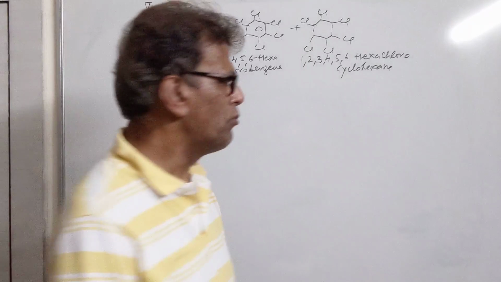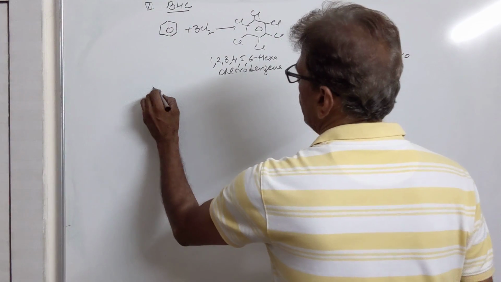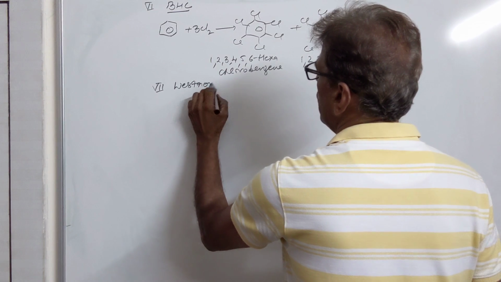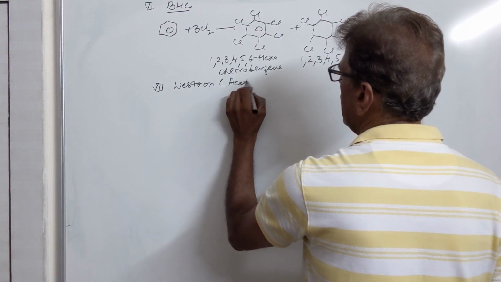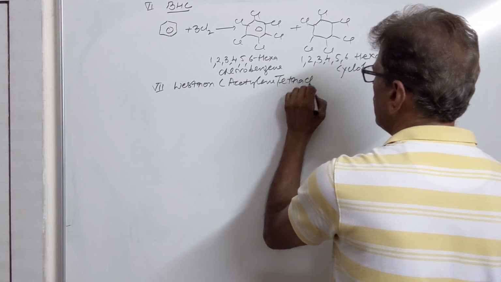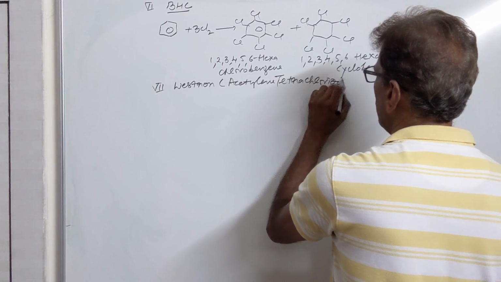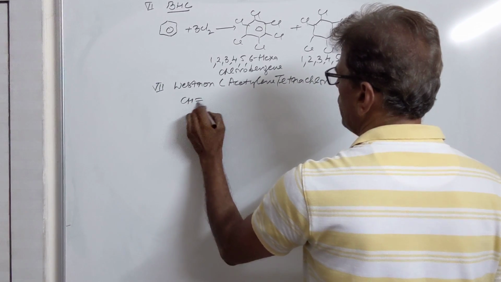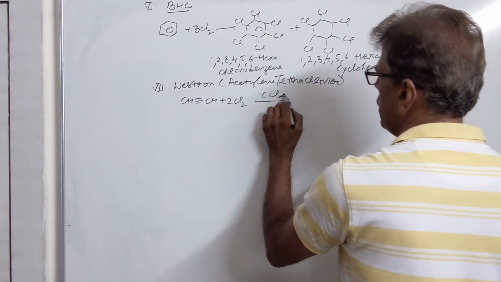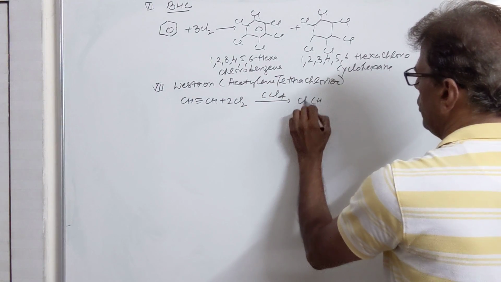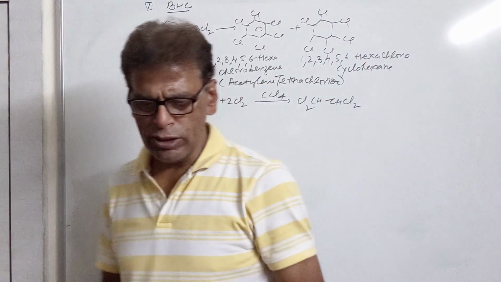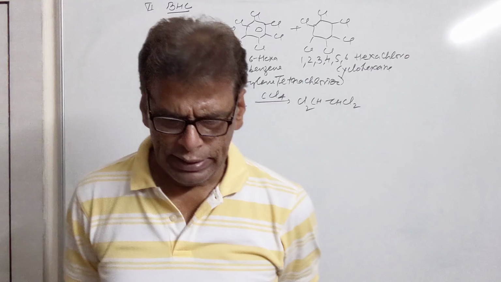Then we have the next important compound, that is Westron. It is also called acetylene tetrachloride. It is prepared from acetylene. Two molecules of Cl2 are given to it. In the presence of CCl4, we get acetylene tetrachloride. Westron is used as a solvent.